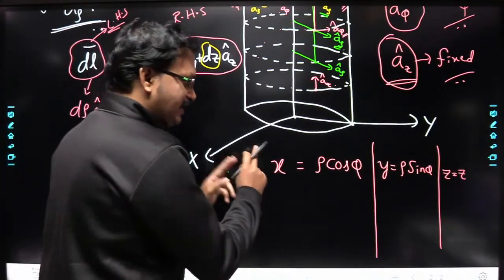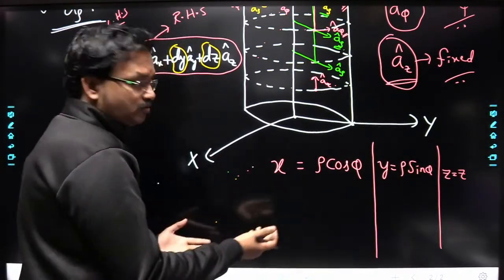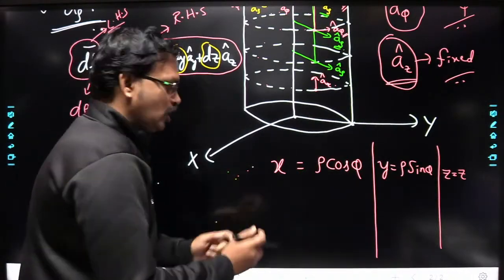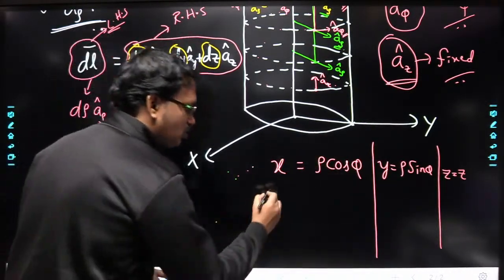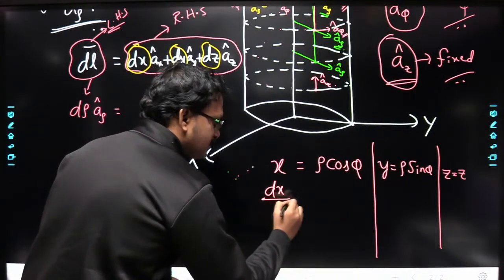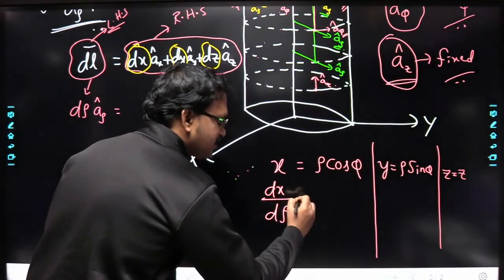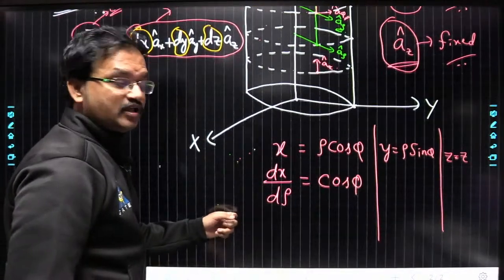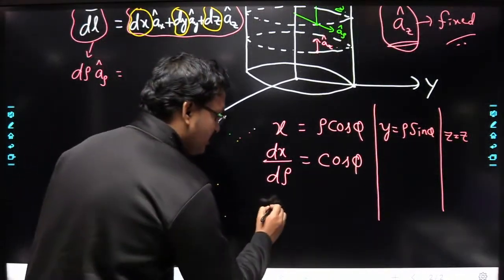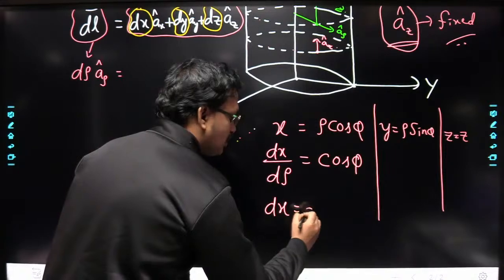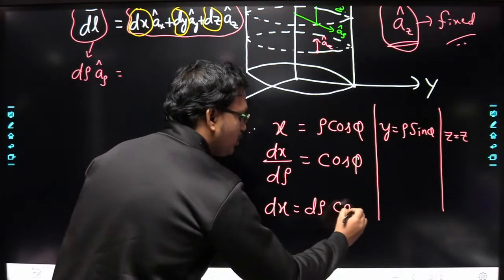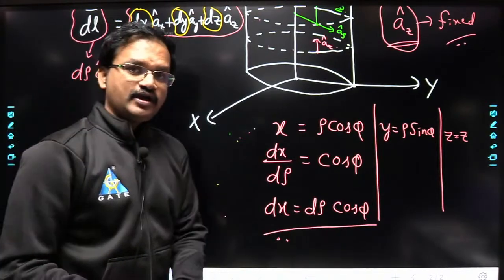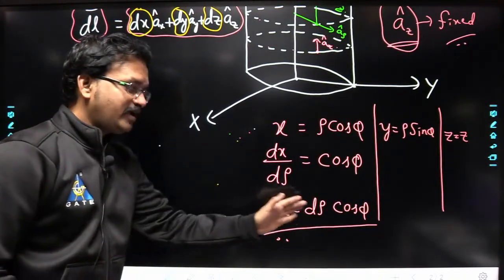So in order to get dx by varying only rho, what do you have to do? Differentiate on both sides with respect to rho. If you differentiate on both sides with respect to rho, what are you going to get? dx by d rho is equal to cos phi. So from here I will get dx is equal to d rho into cos phi. Yes or no? So we got dx by varying only rho.